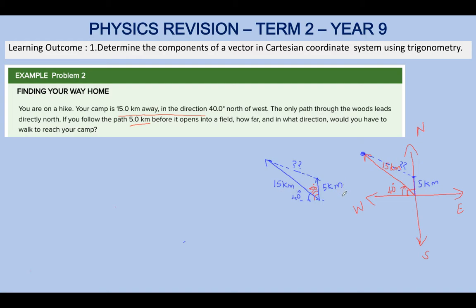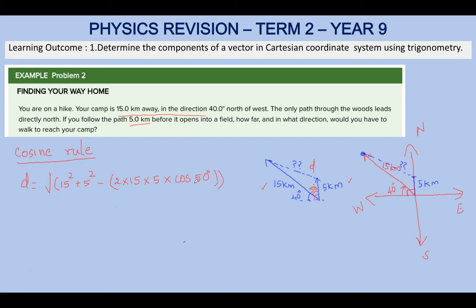So I can use directly cosine rule. Why? Because I know the two sides and the included angle, and I'm finding this distance. That's cosine rule, right? So I apply cosine rule to find this distance. If I take that as d, so d equals square root of 15 squared plus 5 squared minus 2 times 15 times 5 times cos 50 degrees.